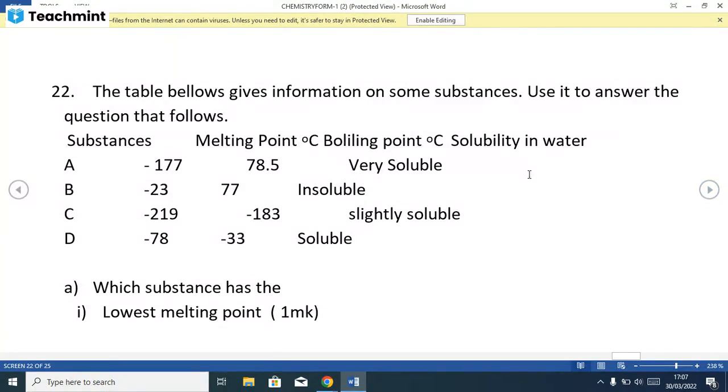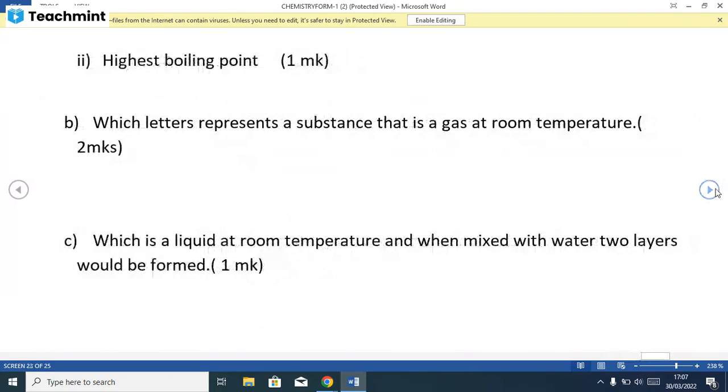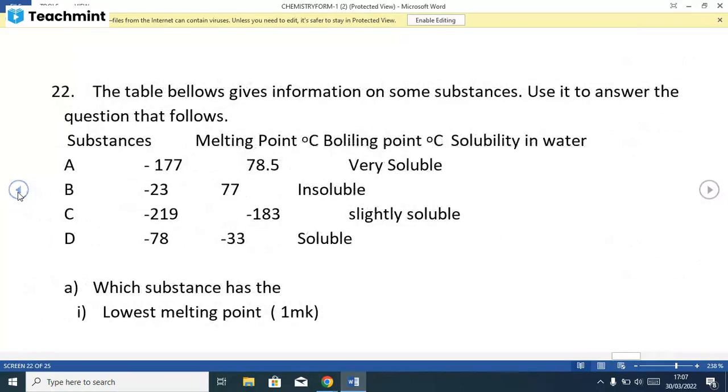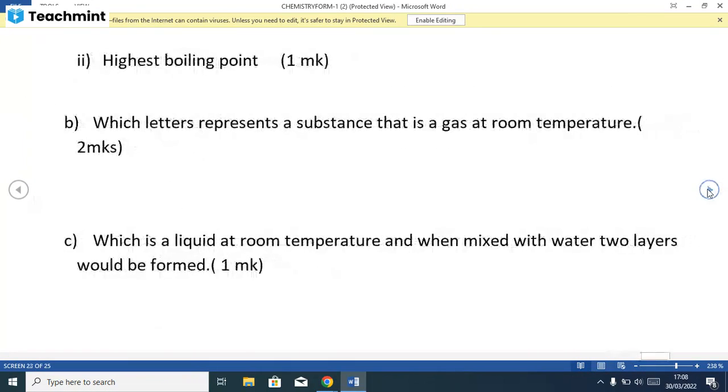Good. Next. Highest boiling point. Highest boiling point. A. Yes, A. Okay.